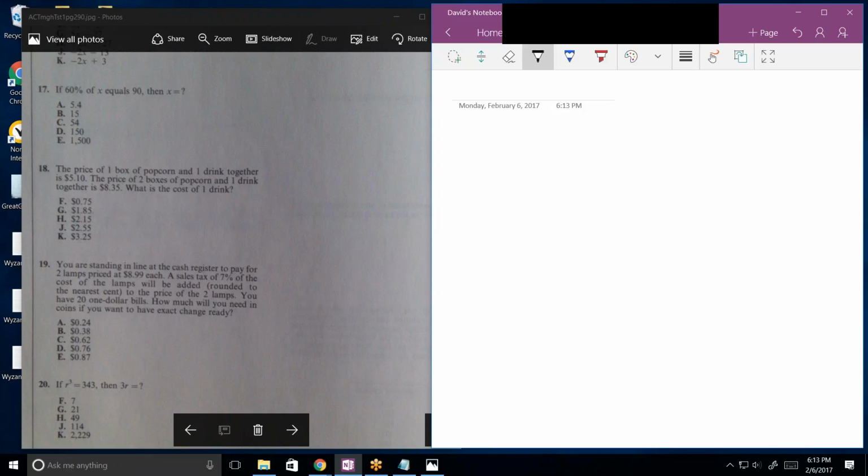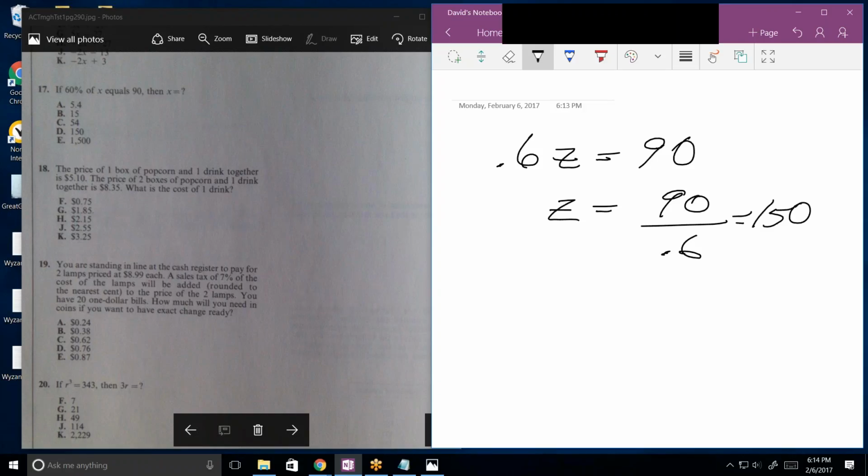If I wanted to do it algebraically, I would write it like this: 60% of z equals 90, so z equals 90 divided by 0.6, which is 150. When you're doing these problems, "of" means multiplication, and "equals" or "is" means equals.